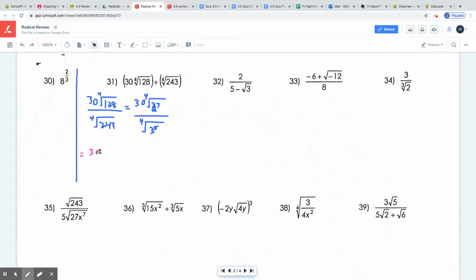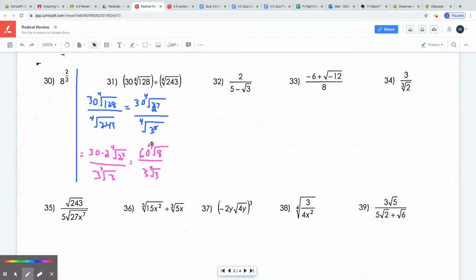Then, even before I rationalize this, let's make this even easier for ourselves. On top, it should be 30. If it's 2 to the 7th, I can take out a 2. 4 goes into 7 one time. So I can take out 1, 2 with 3 left over, which is 8, and this is going to end up being 60. And then here, I could take out 1, 3, because 4 goes into 5 one time with a remainder of 1. So I have 60 fourth root of 8 over 3 fourth root 3.